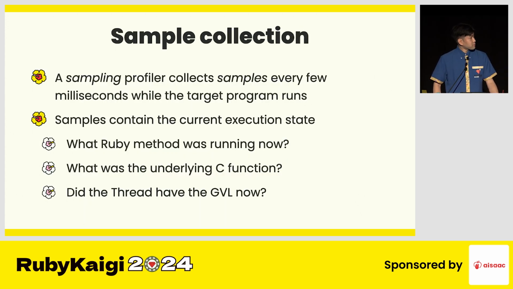Sample collection. A sampling profiler collects samples every few milliseconds while the target program runs. Samples contain the execution state of the program. So, like, what Ruby method was running now, what was the underlying C function, did the thread have the GVL at the time?